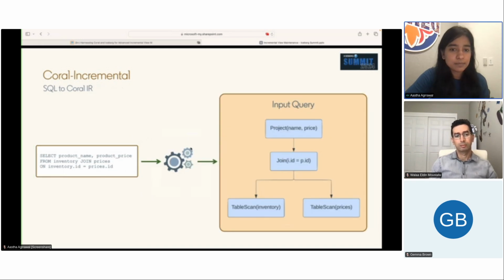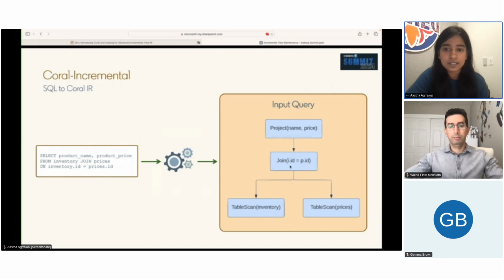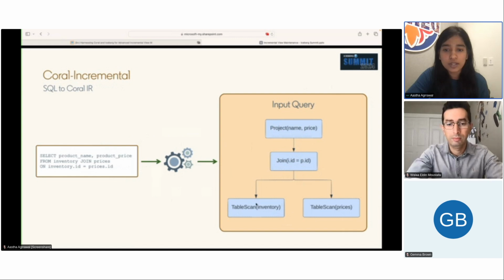So the first step is to use a SQL to Coral IR converter, which allows us to represent this query as a Coral IR logical plan, where the top level node is the project rel node, where we are projecting two columns, followed by a join node, which represents the inner join between inventory and prices on the ID column. And the join is connected to two scan nodes representing the base tables, inventory and prices.